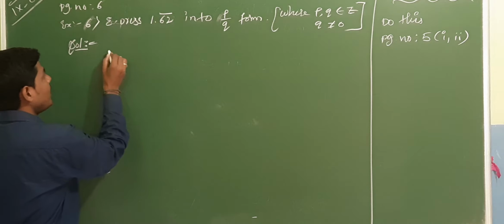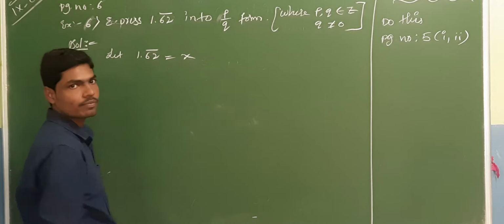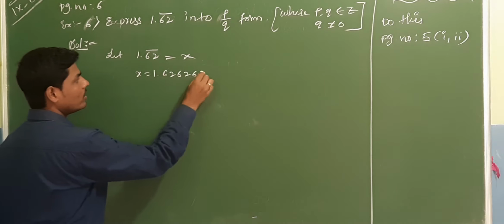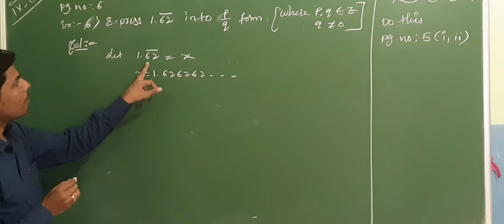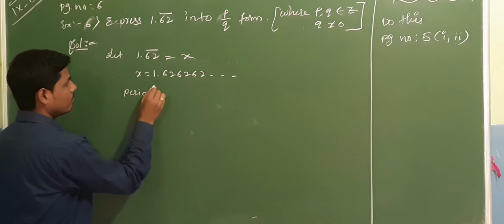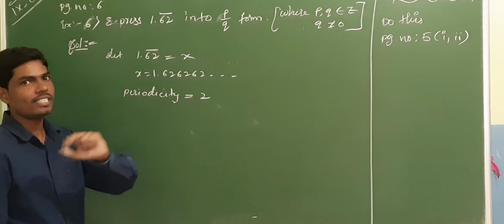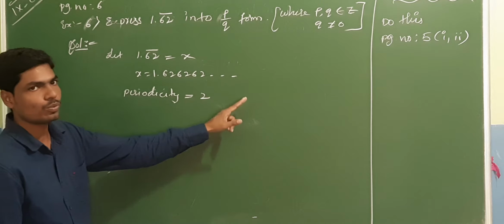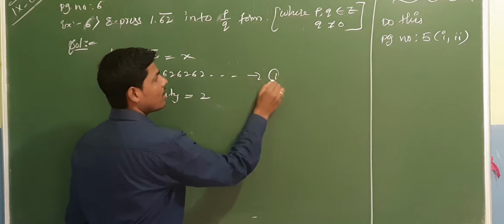So now let us take 1.62 bar is equal to x. So x you can write as 1.62, 62, 62, a number of times. Now here the periodicity is 2. That means 2 digits are repeating: 6, 2, 6, 2, 6, 2. So periodicity is 2, and that's why we take this as equation number 1.